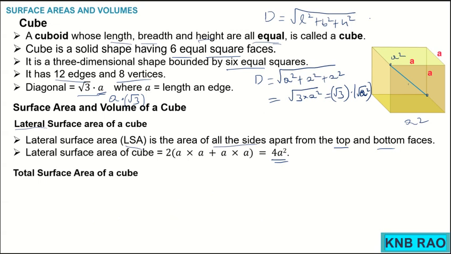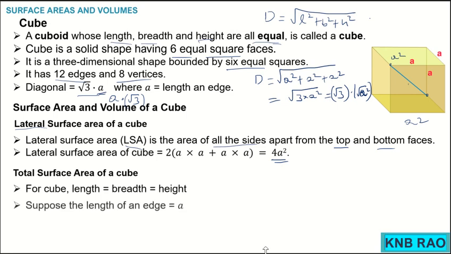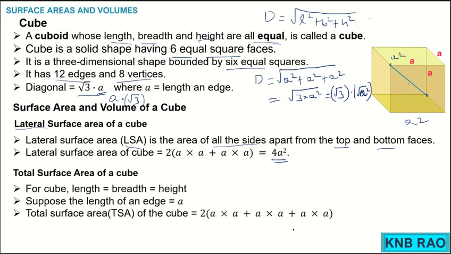Then the total surface area of a cube will be the area of all 6 surfaces. Area of all 6 surfaces is nothing but 6 times A square, okay, including this top and bottom. So, A square 6 times, you will get as the total surface area of a cube.